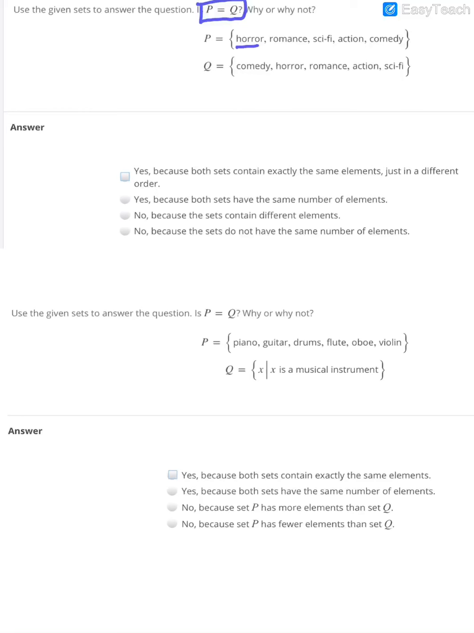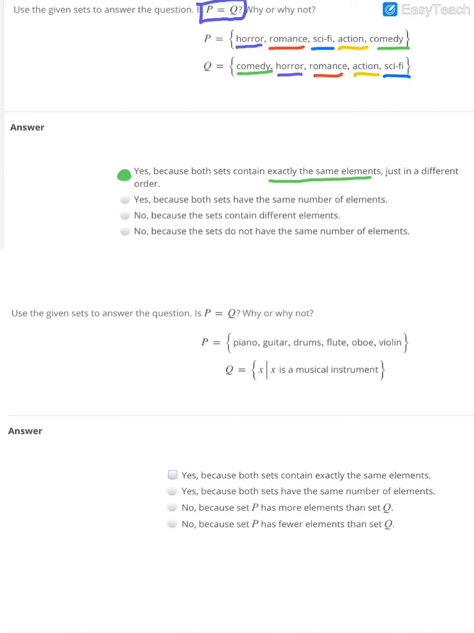So starting out, I see the word horror. It is part of both sets. I see the word romance. It is part of both sets. I see the word sci-fi. It is part of both sets. I see the word action. It is part of both sets. And finally, I see the word comedy. So both sets have exactly the same elements. They're just in a different order. So down here, I would say yes, meaning yes, they are equal because they have exactly the same elements. They are just in a different order.